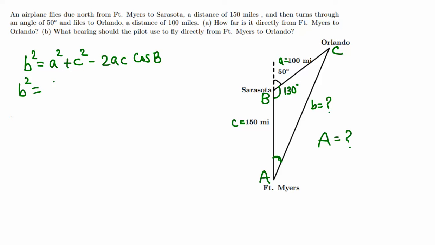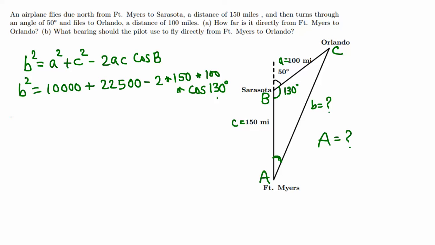That is, b squared equals a squared, a is 100 squared, so 10,000, plus c squared, 150 squared, so 22,500, minus 2 times c, which is 150, times a, which is 100, times cosine of B, B is 130.